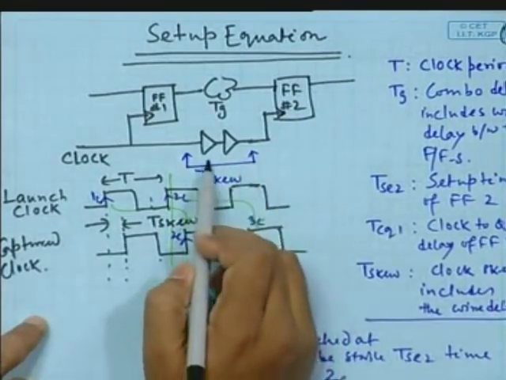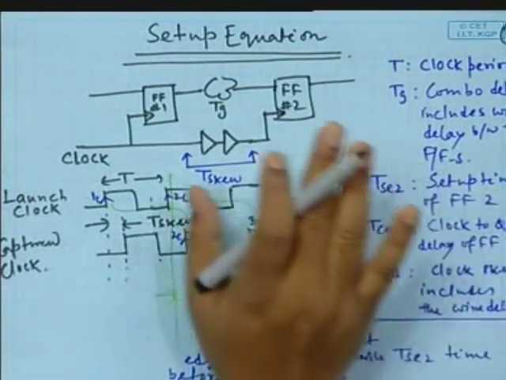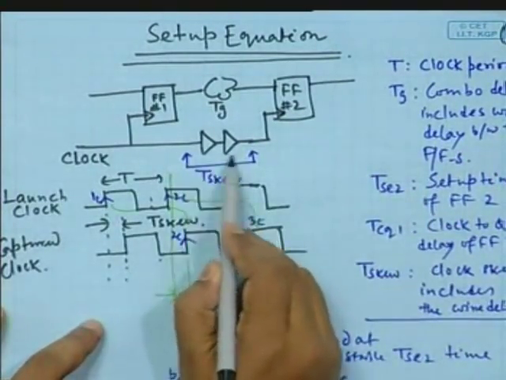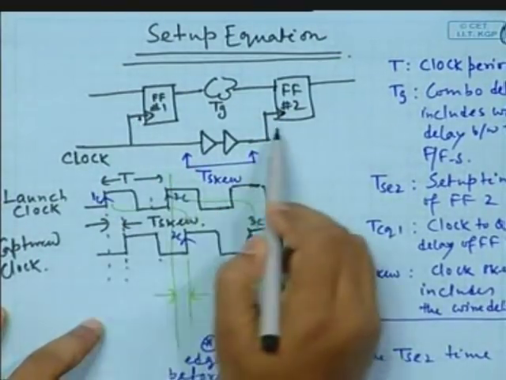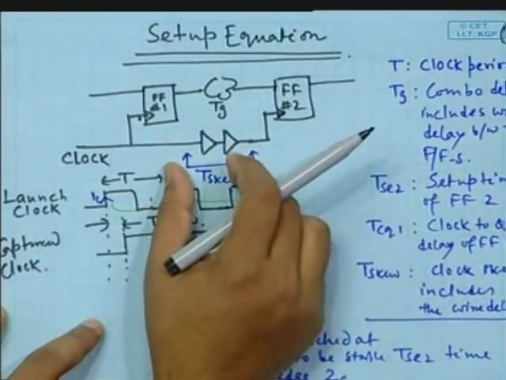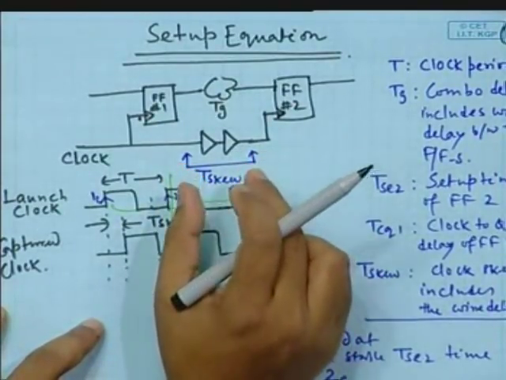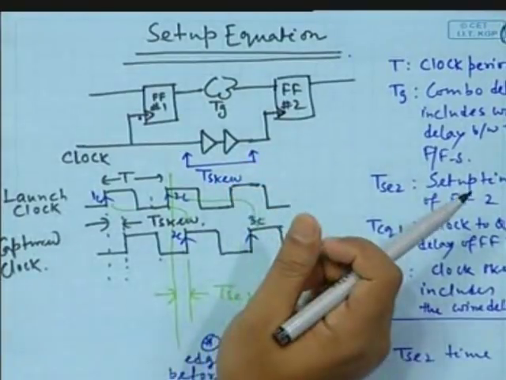So say this delay, say wire delay is zero for now, just for simplicity. This delay is called skew. The difference between when this edge comes and this edge comes will be different because of this delay. That difference is called skew. So skew can be positive and negative.